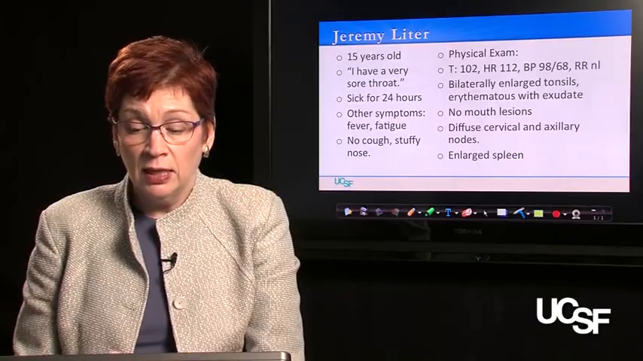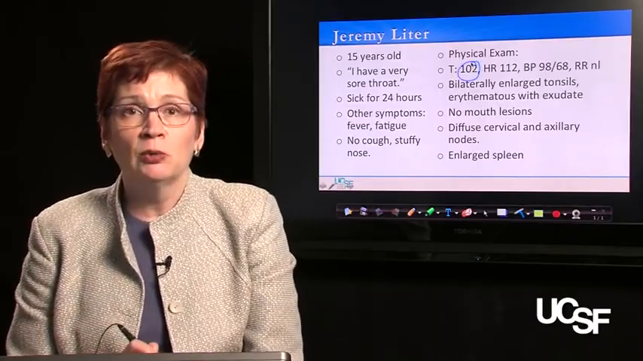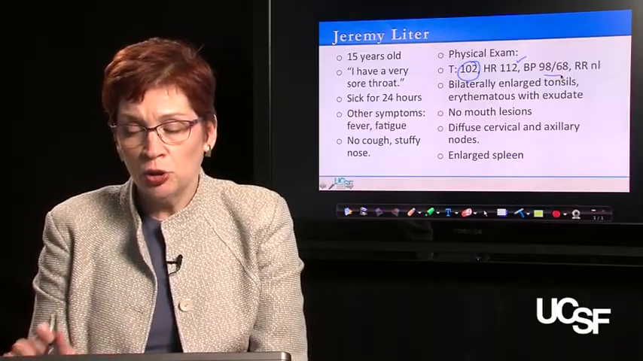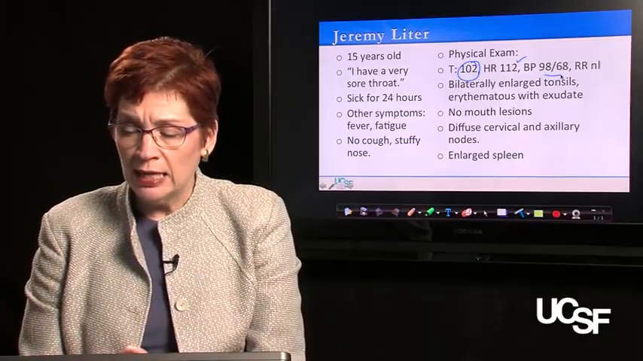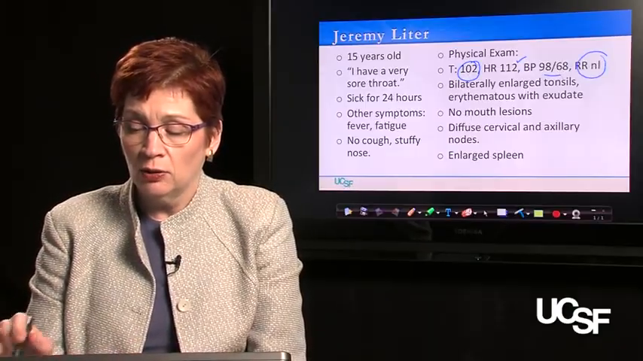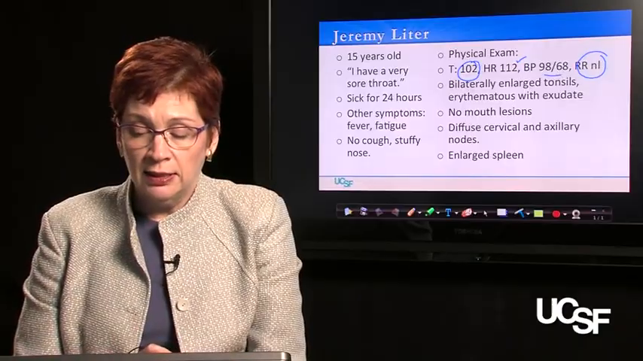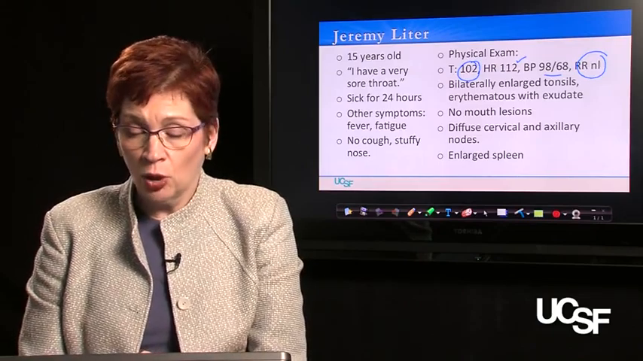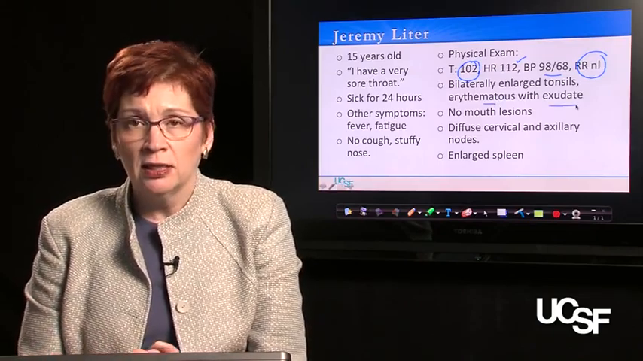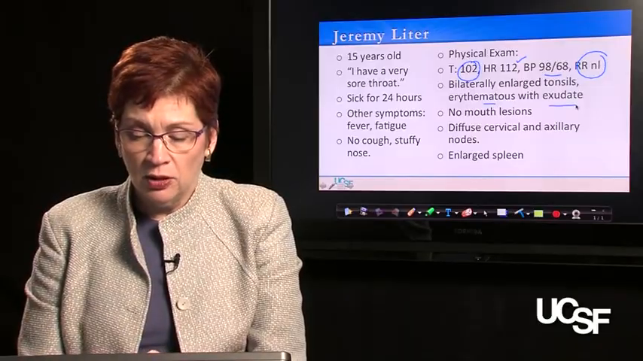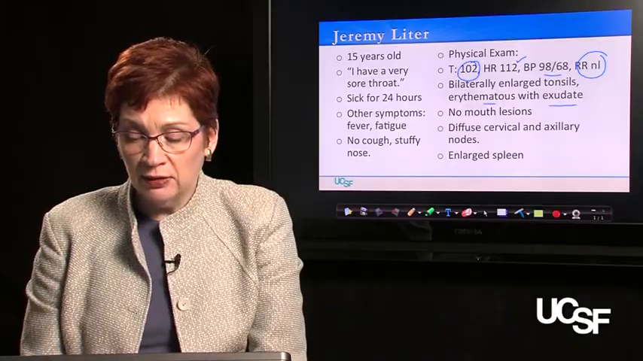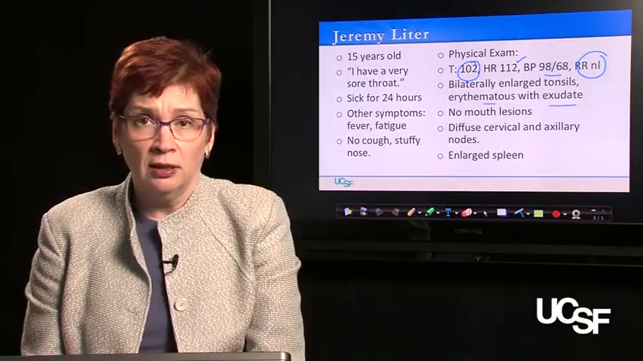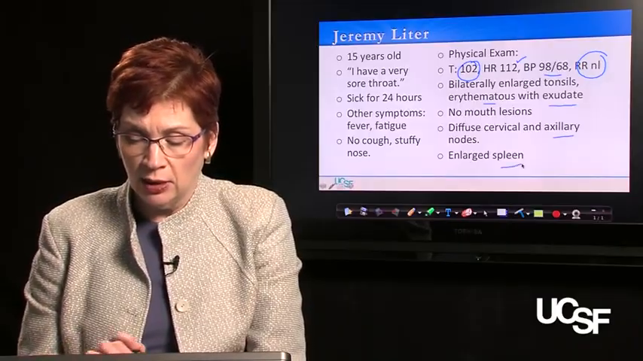And on physical exam, he has a significant fever, a temperature of 102 degrees Fahrenheit. His heart rate is mildly elevated, blood pressure normal for age, and he has no evidence of shortness of breath or tachypnea. His exam is notable for bilaterally symmetrically enlarged tonsils, which are quite red and have a nice white exudate on both of them. There are no other mouth lesions, but he does in fact have diffuse cervical nodes in both the anterior and the posterior chain, as well as some axillary nodes and an enlarged spleen.